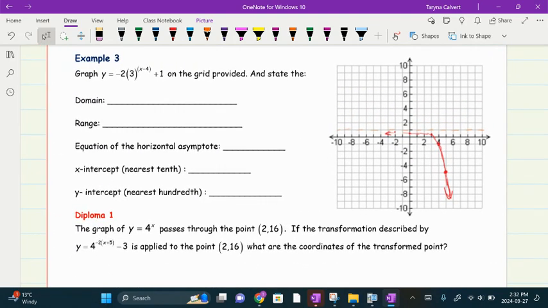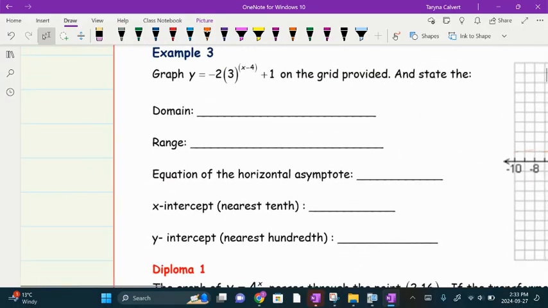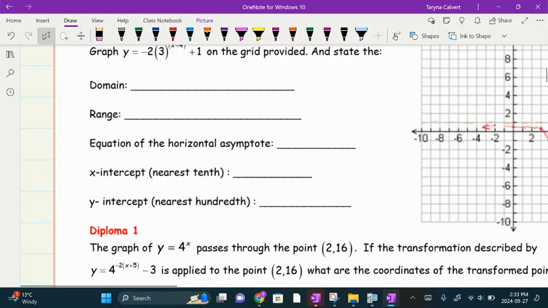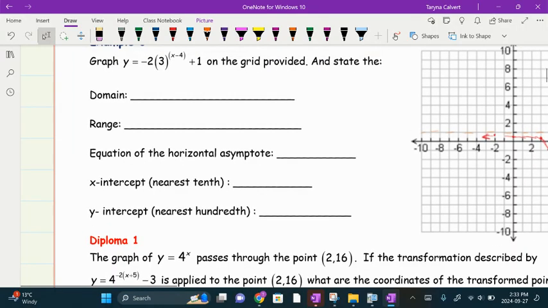So I want you to be able to look at this without the graph. Pretend the graph wasn't there. We should be able to answer these questions without the graph, okay? So looking at y equals -2 bracket base 3 all to the exponent of x minus 4 plus 1. What's the domain? Is there any restrictions on x? No, because I can put anything into that exponent. There's no restrictions whatsoever. So my domain is -infinity to +infinity, or x is an element of all reals.